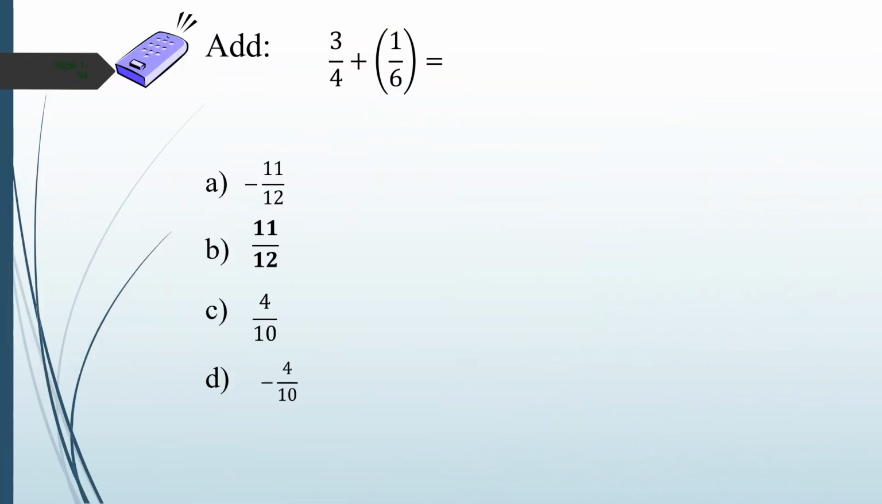How about this one? 3 over 4 plus 1 over 6. Anong LCD nila? 6 and 4. Naging ano yung sagot? Yes, that's correct. We have 11 over 12. Bakit kaya? Kasi po by 12, di ba? 12 divided by 4 is 3 times 3, 9. 12 divided by 6 ay 2 times 1 is 2. So 9 plus 2 is 11 over 12. Kaya B is correct answer.